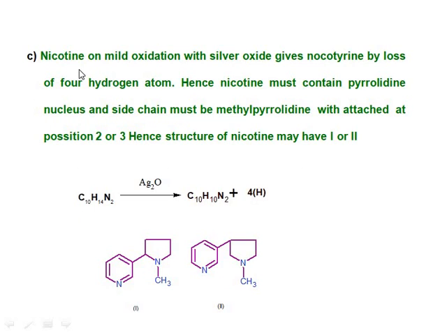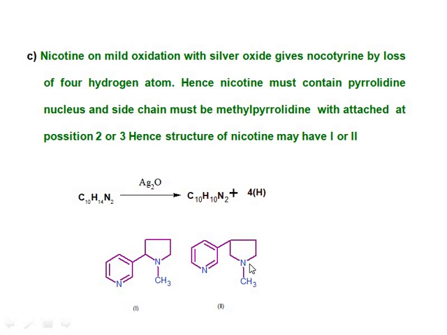Right. Next reaction: nicotine on mild oxidation with silver oxide gives nicotyrine. Nicotine loses 4 hydrogen atoms, and hence nicotine must contain a pyrrolidine ring. This 1, 2, 3 and 4 hydrogens will be lost. So it contains a pyrrolidine ring.